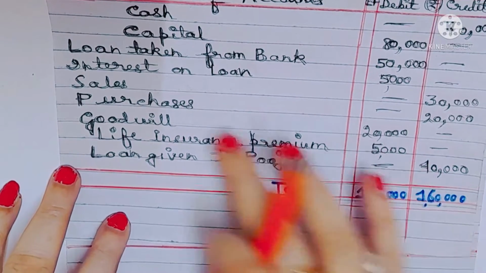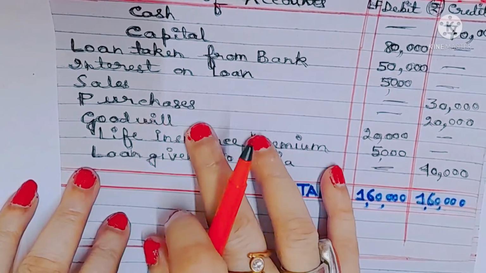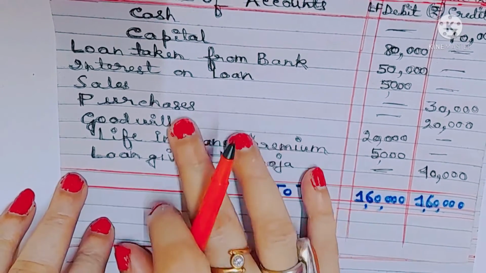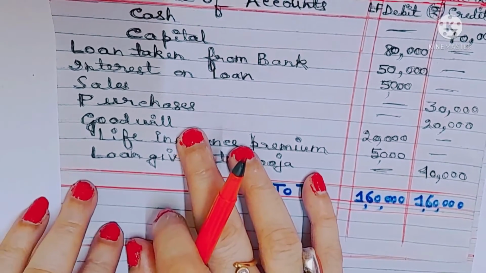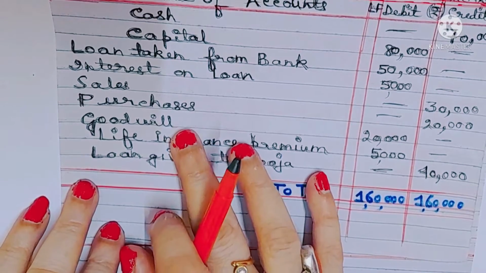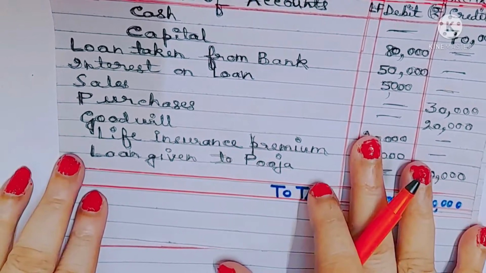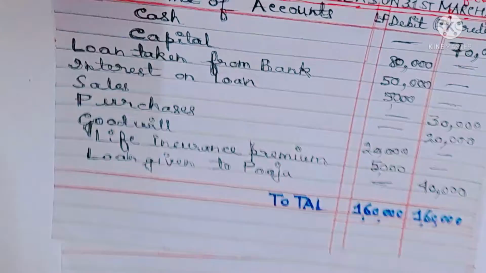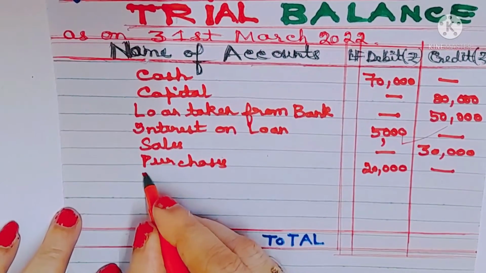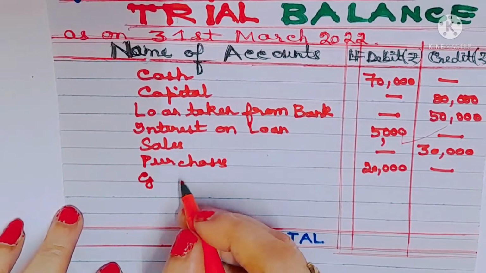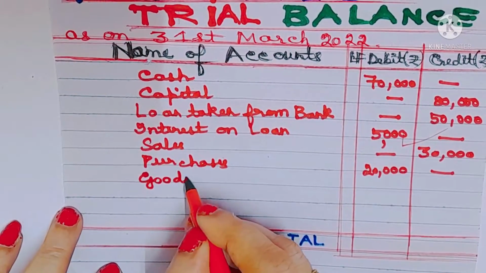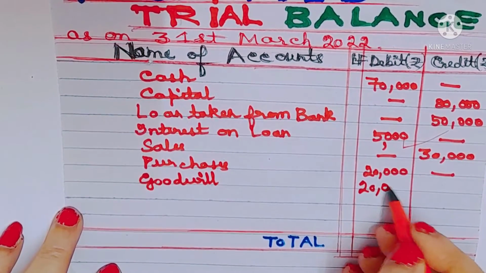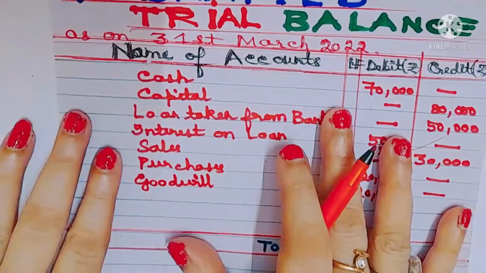Because goodwill is an asset. Goodwill falls under real account. According to real account, what comes in is debit. So when goodwill comes into the business, goodwill will be debited. Understood? Though goodwill is a fictitious asset. Okay, how much is goodwill? Goodwill is 20,000 and it has been written correctly in the debit column, 20,000. So let's see the next account.